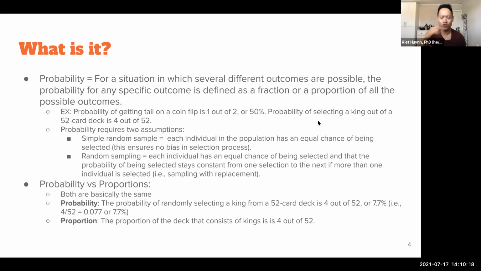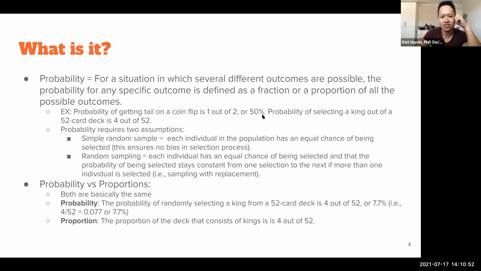All right, so what's the formal definition of probability? For a situation in which there are several different outcomes possible, the probability for any specific outcome is defined as the fraction or proportion of all the possible outcomes. For example, in the coin flip example again, there are only 2 possible outcomes. So every time we flip a coin, we have one outcome out of 2 possible outcomes. So that's 1 over 2, or 50%.